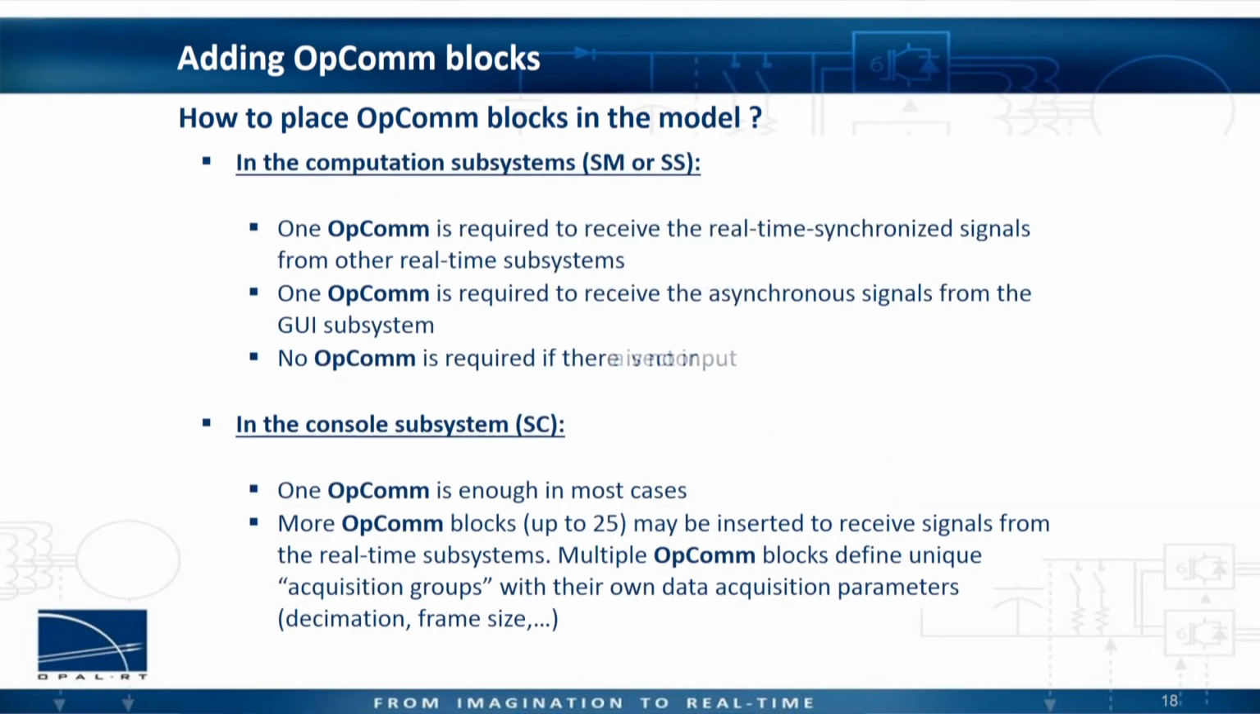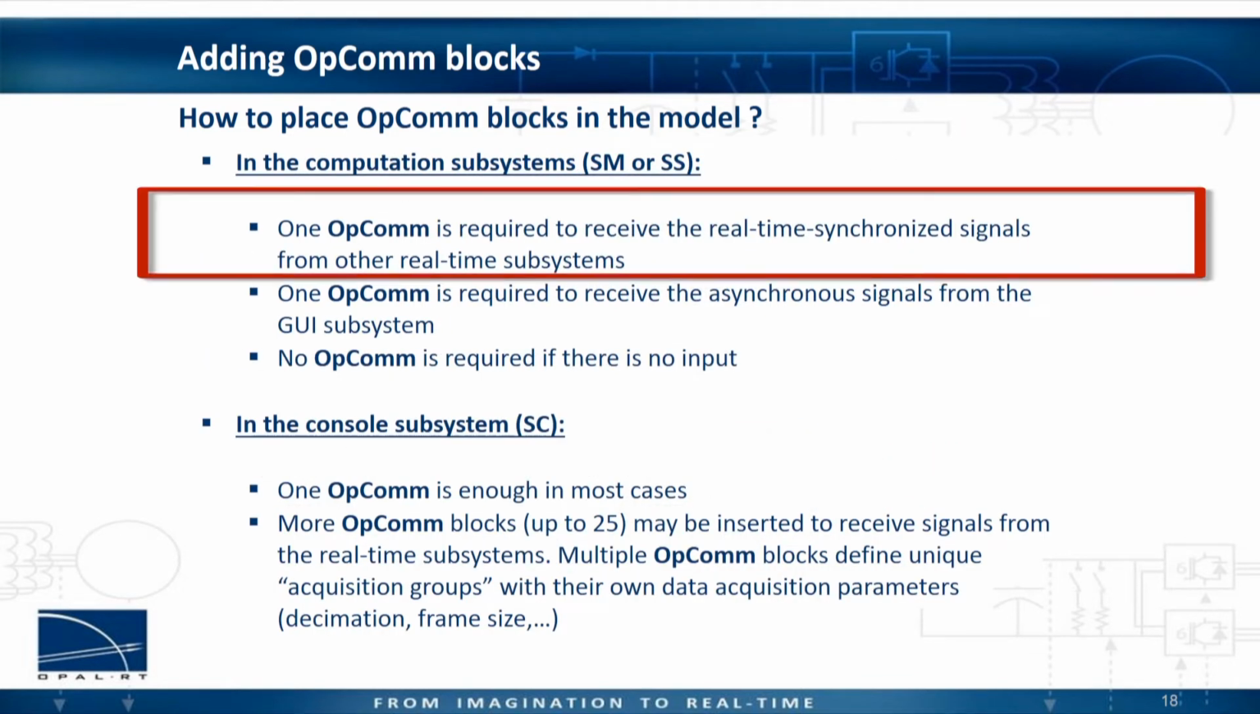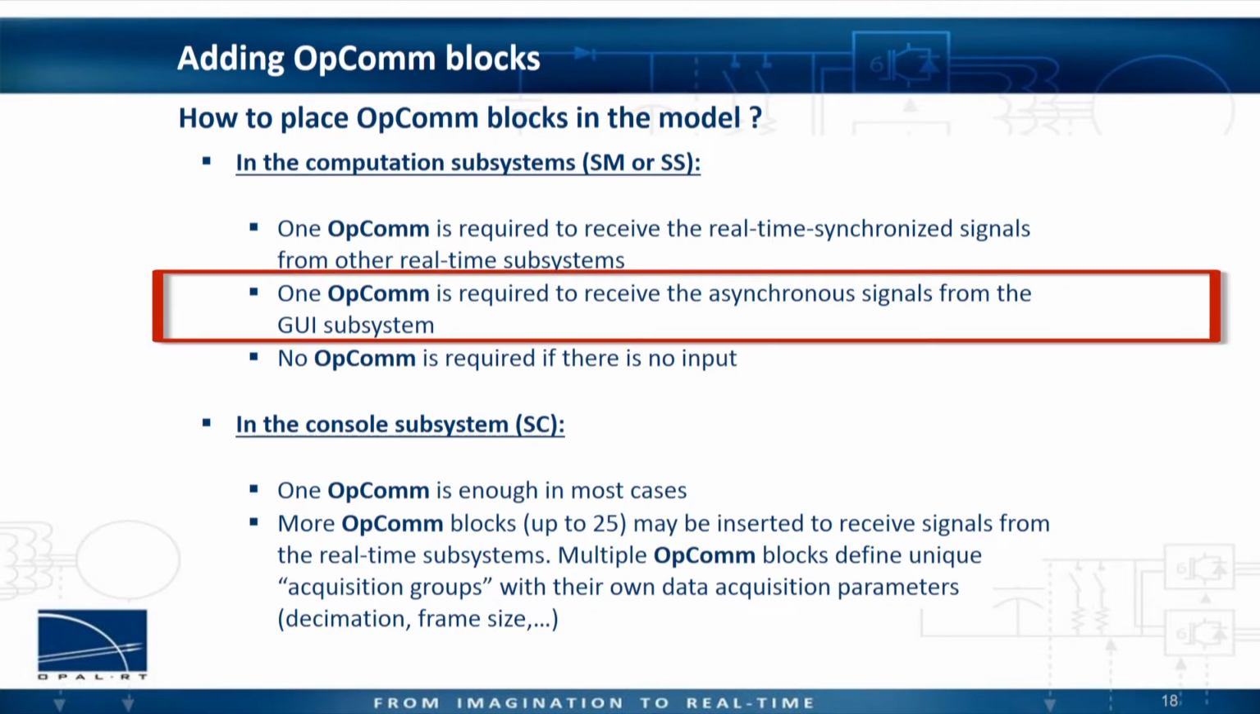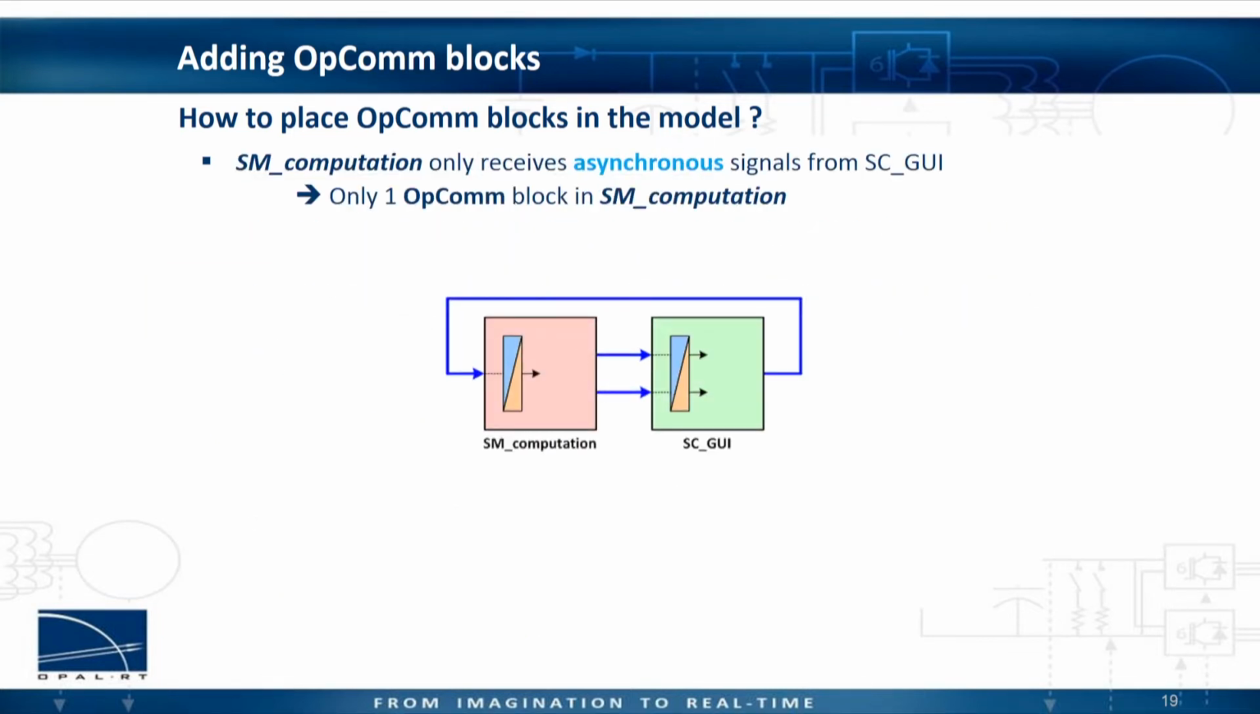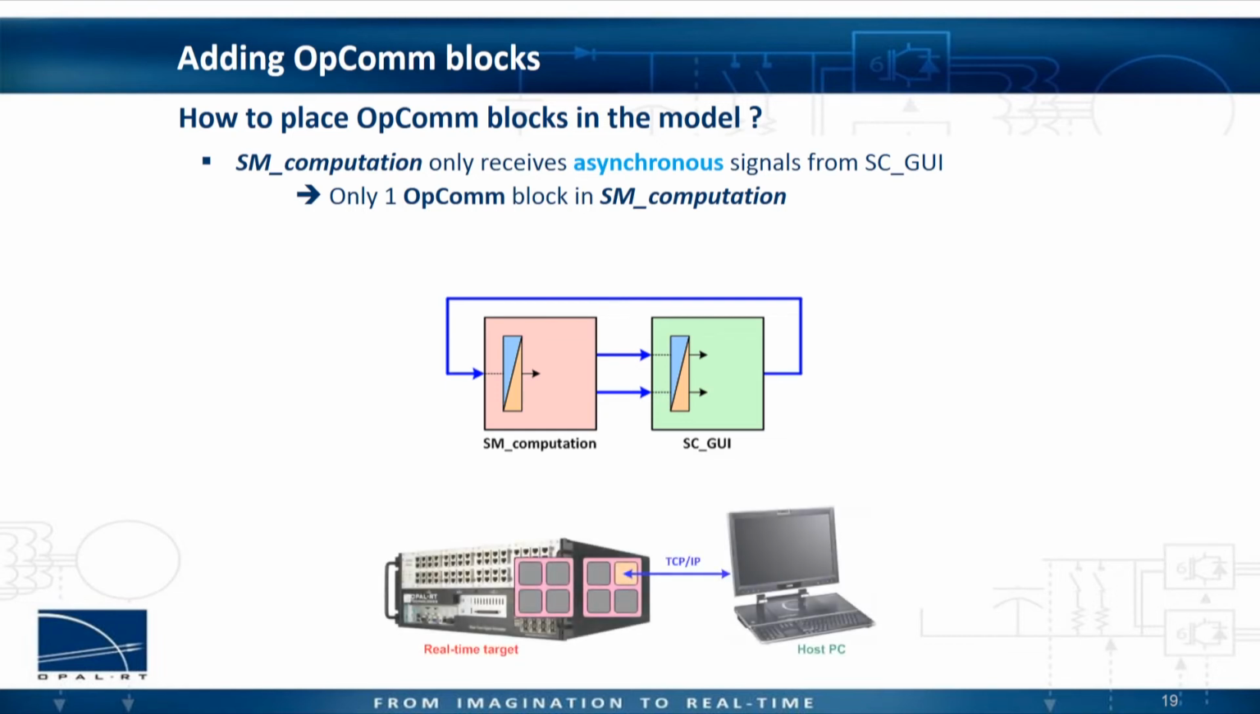Now in the computation subsystem, one opcom is required to receive the real-time synchronized signals, and one opcom is required for receiving the asynchronous signals. So this is one architecture which is very simple. Like we have only master and console. We are adding one console over here and one master here. So this console is taking two inputs, and the opcom within the master is taking one input, right?